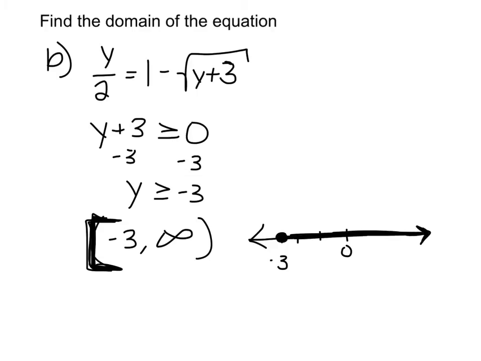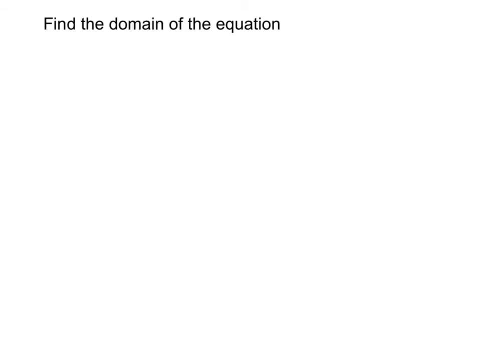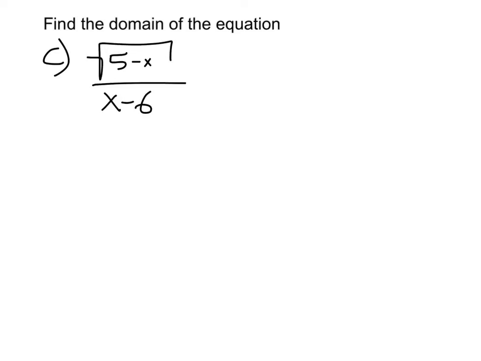Okay, one more example, example C. So in this case, we have the square root of 5 minus x divided by x minus 6 equals 3 over x. Okay, so starting on the left-hand side, I know that with the square root of 5 minus x, I need to be concerned. I need to say that the inside of that, 5 minus x, must be greater than or equal to 0. The inside of the square root must be greater than or equal to 0, just like in the previous example.